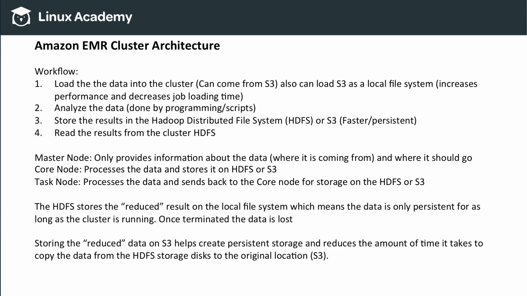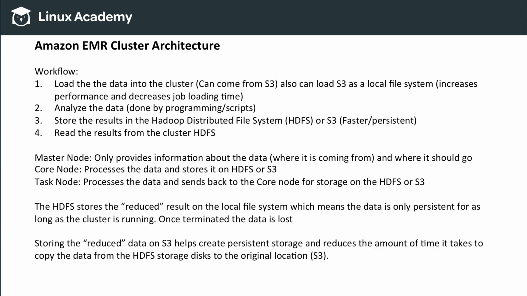So the master node only provides information about the data, where it's coming from and where it should go. The core node processes the data and then tells it where to store it. So it either stores it on the Hadoop file system locally or on Amazon S3. A task node processes the data and sends it back to the core node for storage. The task node does not run any process that stores the outputted information, so it only processes the data.